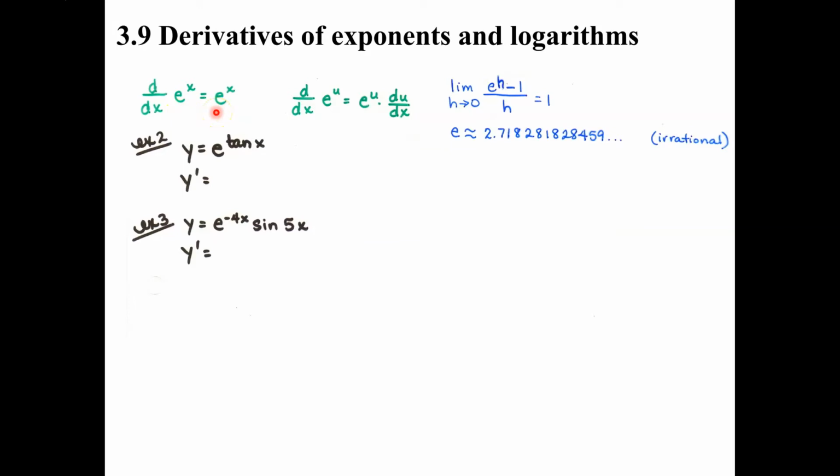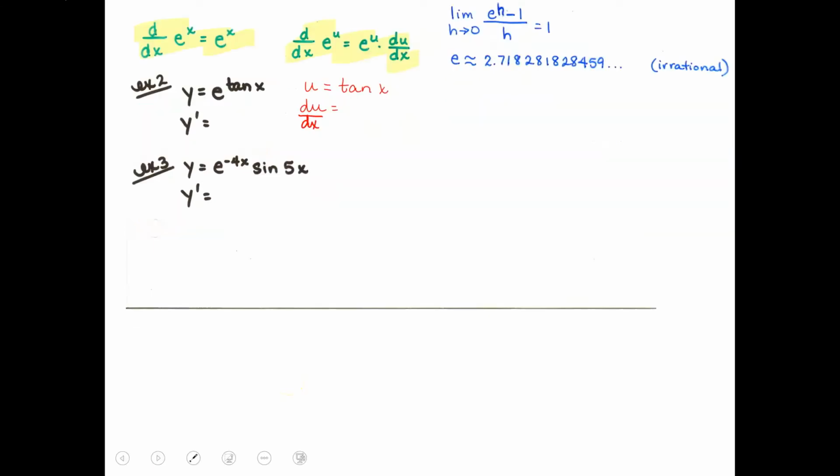Now, if you had e raised to a quantity, then we would need to use chain rule. So the derivative of e to the u would be e to the u times the derivative of u. So for instance, if we have e to the tangent x, then tangent is going to be our u. And so if tangent is u, then the derivative of tangent is what? Well, the derivative of tangent is secant squared.